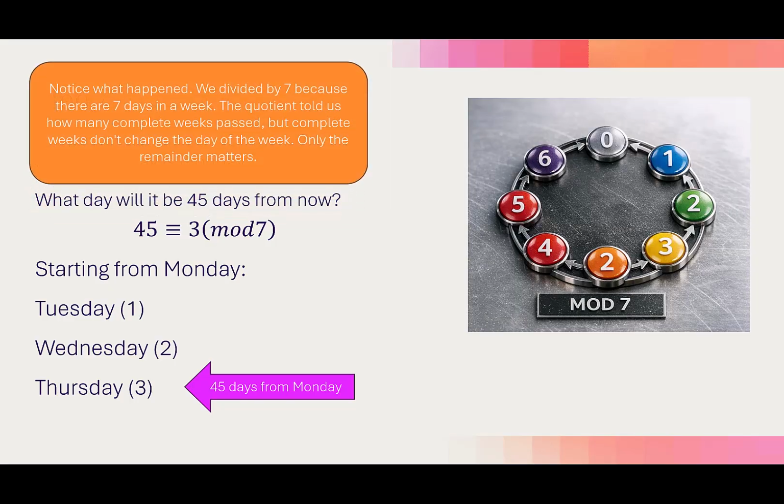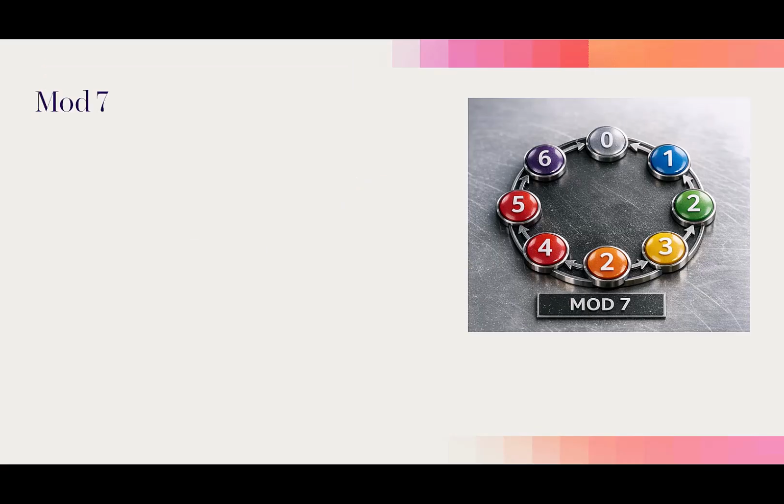Before we move on, I want you to notice what just happened. We divided by 7 because there's 7 days in a week. The quotient told us how many complete weeks passed, but complete weeks don't change the day of the week. Only the remainder mattered.